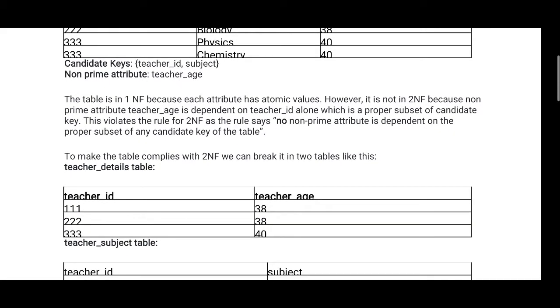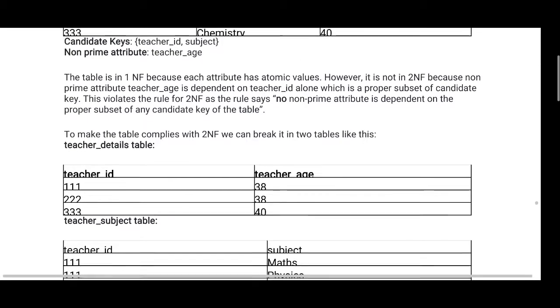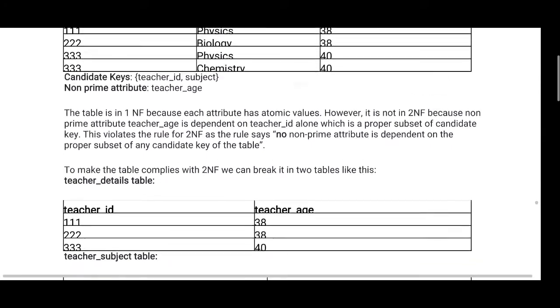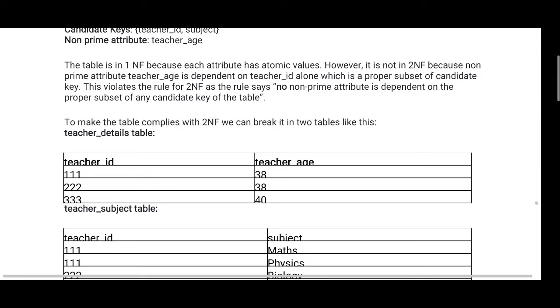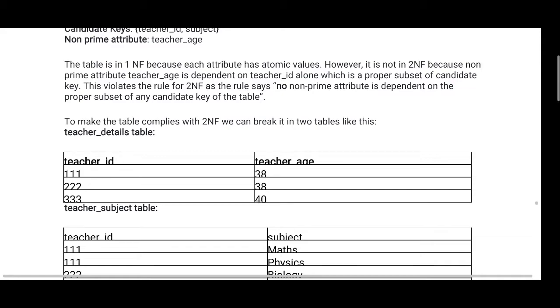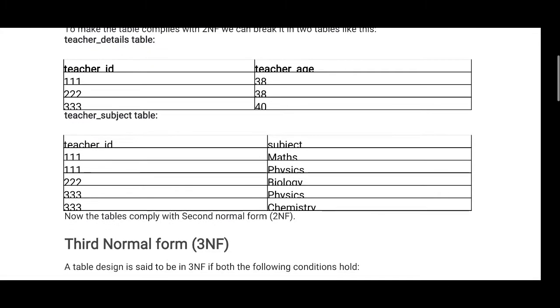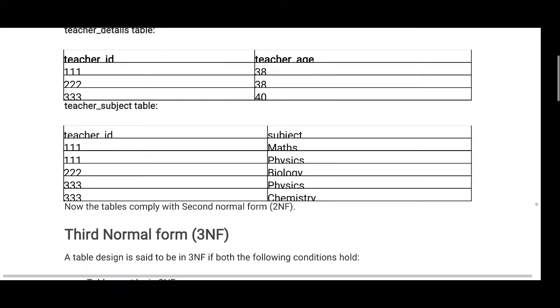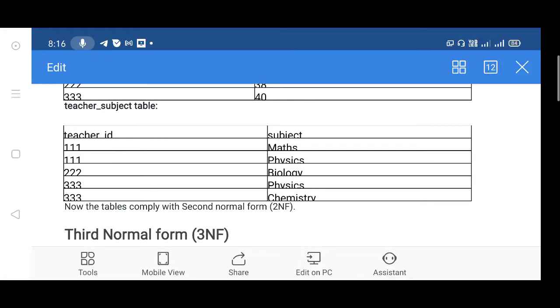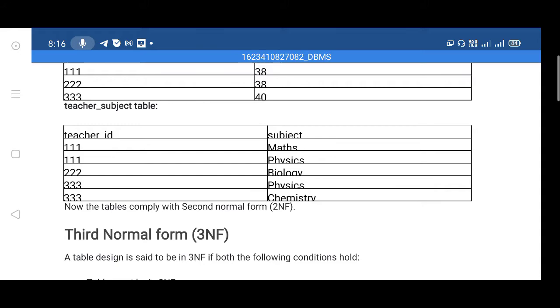First, two tables. The first table is named teacher details table. In the teacher details table we have teacher ID and teacher age. In the second table, teacher ID is common because it is used as a foreign key to match the tables, and the second column is the subject. Now the table satisfies the second normal form.